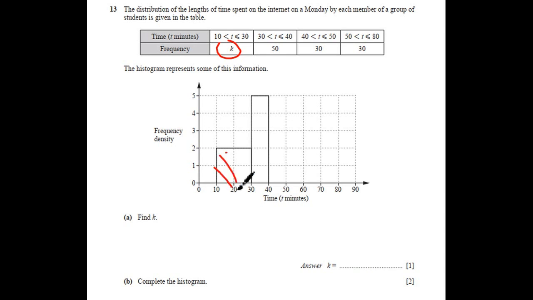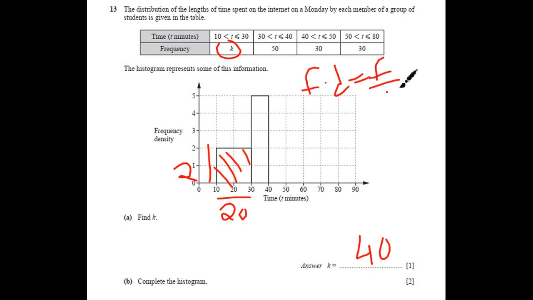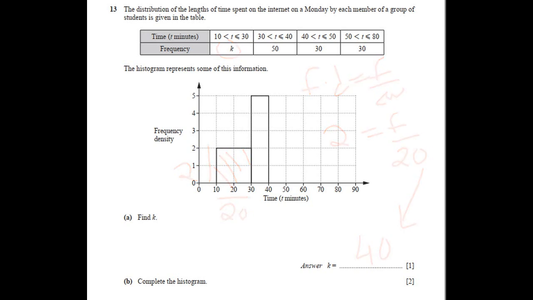One way of finding the frequency is simply finding the area of this bar. That will be 2 times 20. So the answer here is 40. Or you may use the formula frequency density is equal to frequency over class width. Frequency density is 2. Class width was 20. So again 2 times 20 is 40. Alright, clearing the screen for the second part. So frequency came out to be 40.